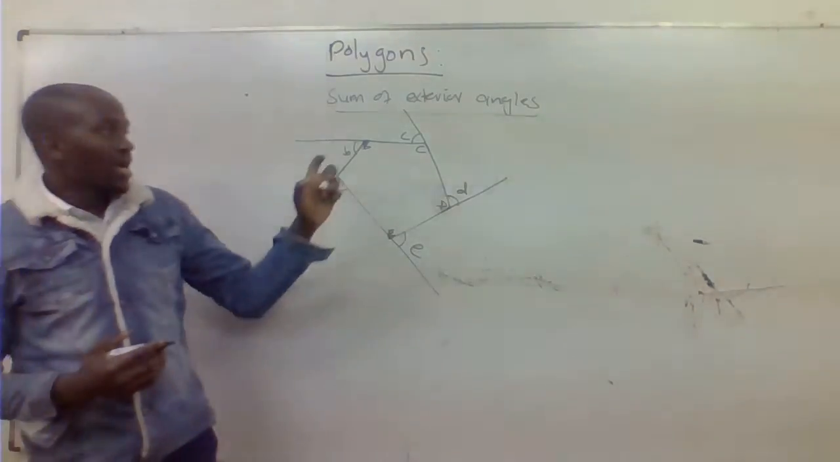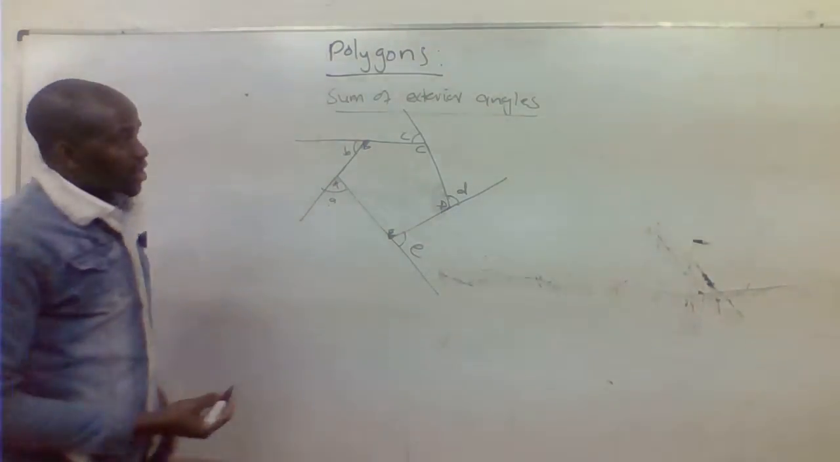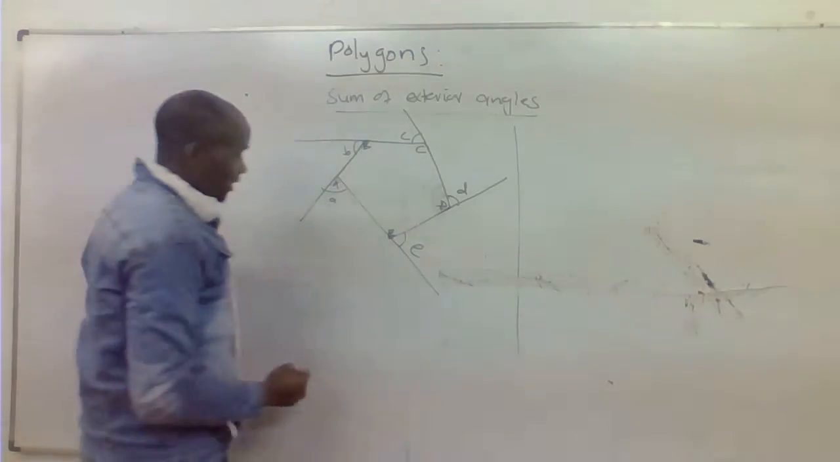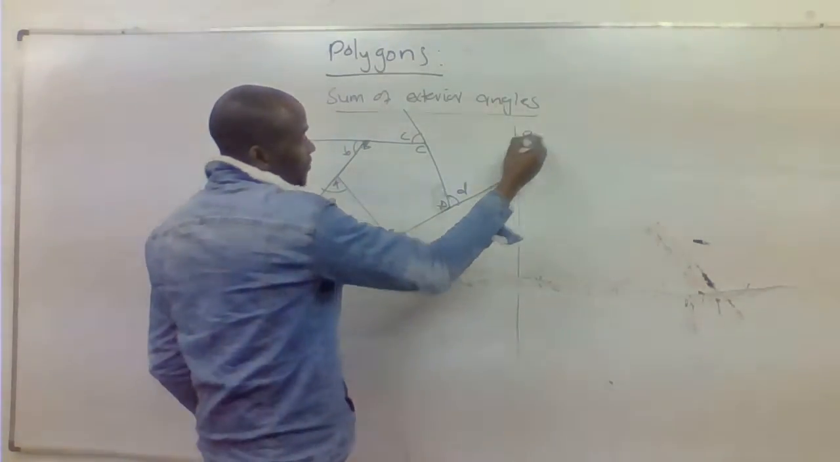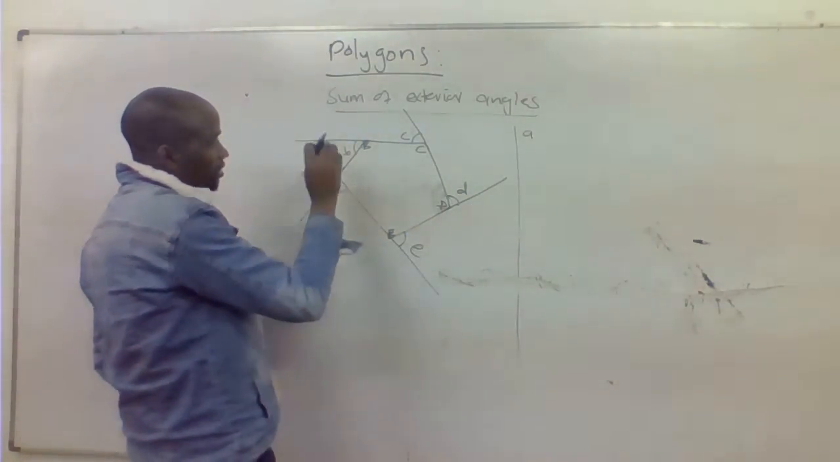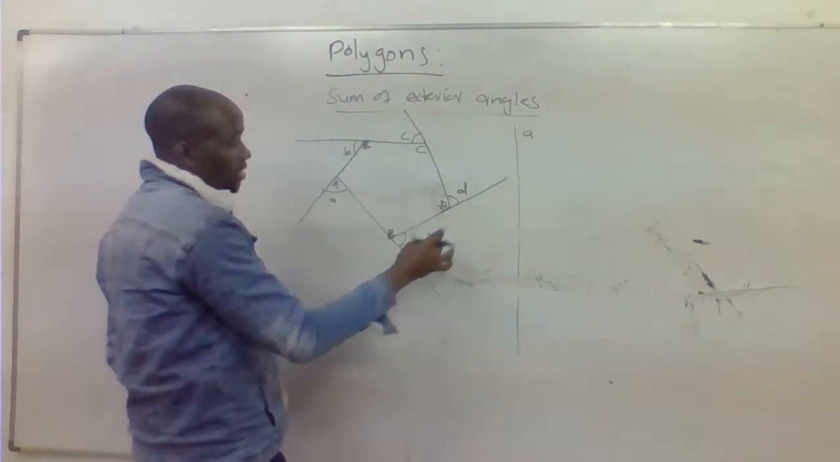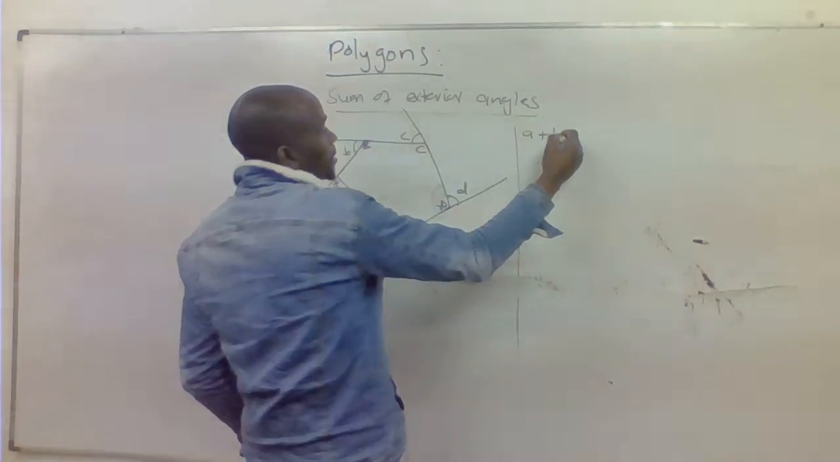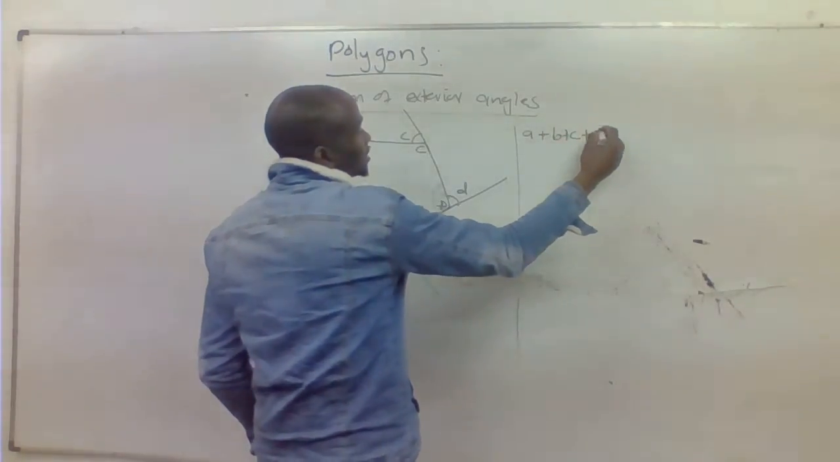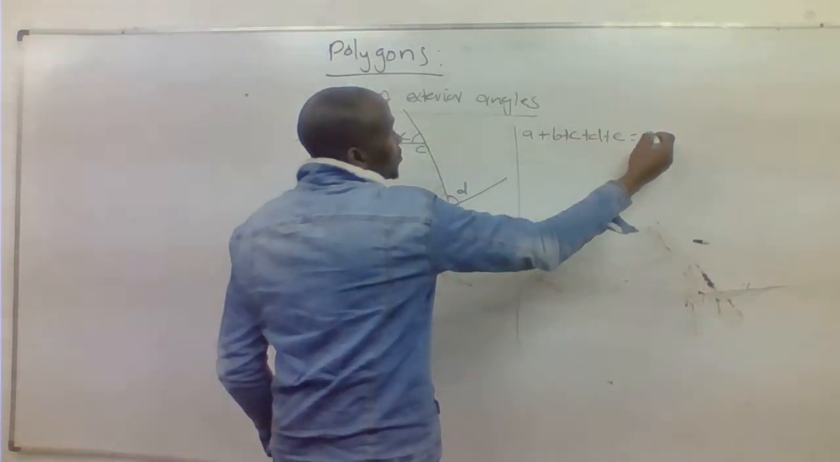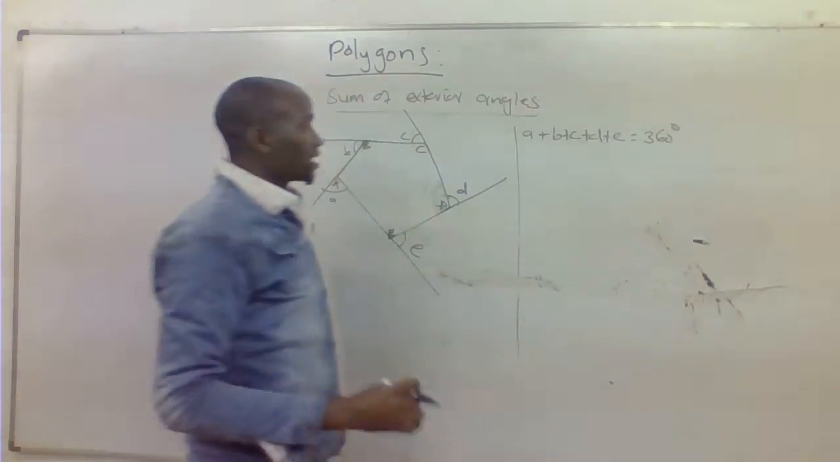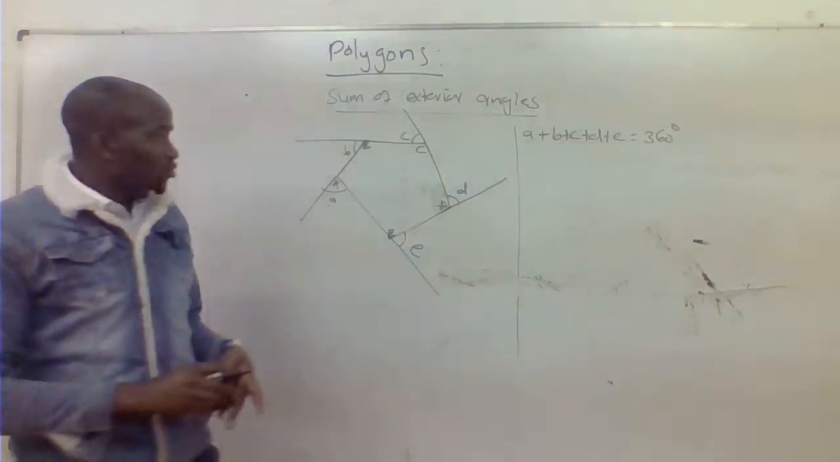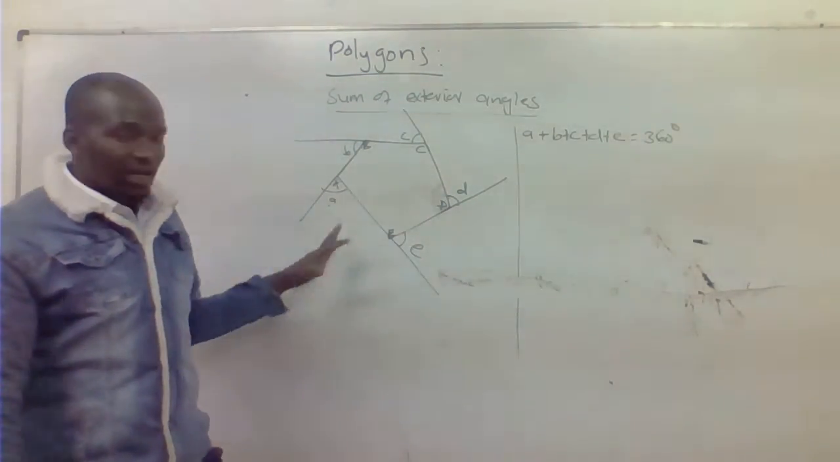So what you should know is that if you take the sum of exterior angles, that is A plus B plus C plus D plus E, it's supposed to give you 360 degrees. I don't want to prove this now, but it's simple.